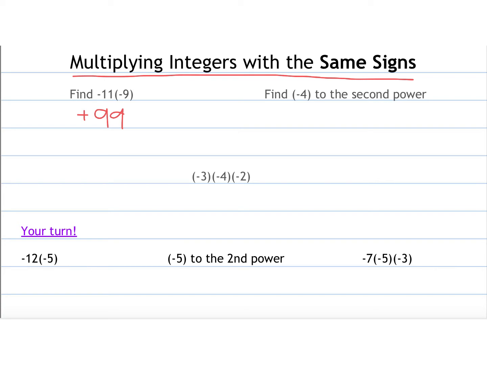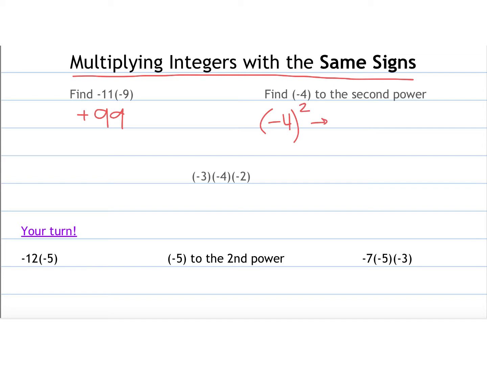Next one, again, make sure you have the problems written down and the answers. -4 to the second power. So if I were to write this, it would be (-4) to the second power, again the parenthesis is just holding the negative on there.